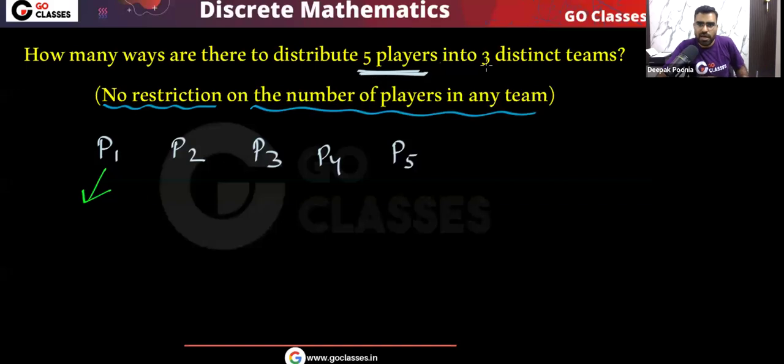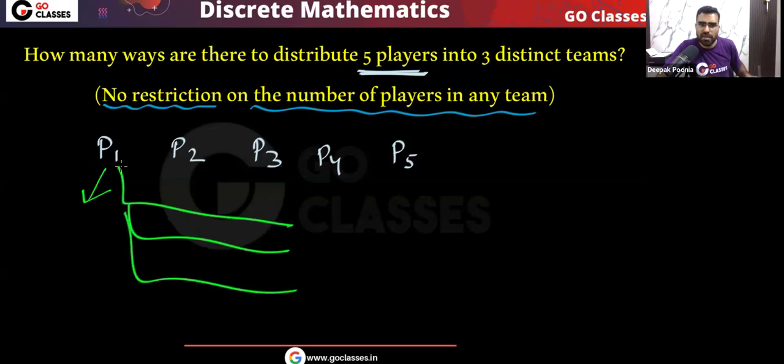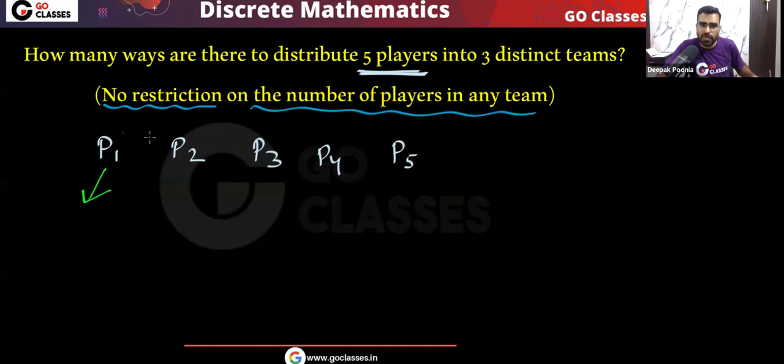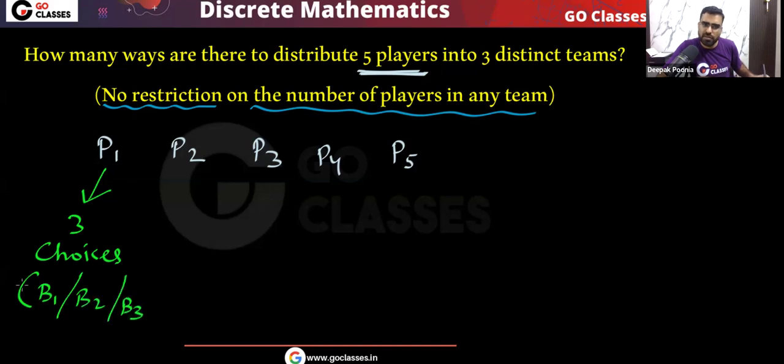See this player P1, I can put in either box 1 or box 2 or box 3. This player P1 can go to either Mumbai Indians or Royal Challengers Bangalore or Rajasthan Royals. Yes or no? So remember, for this P1, there are 3 choices. This P1 I can put in any box. Either I can put in the box B1 or I can put in the box B2 or I can put in the box B3. So there are 3 choices for this P1.